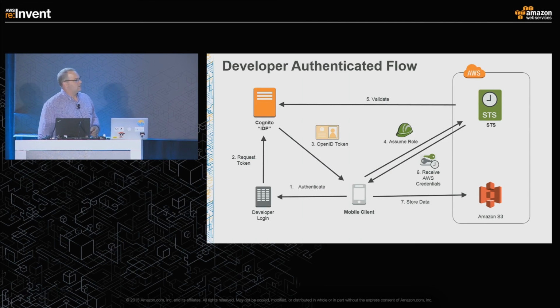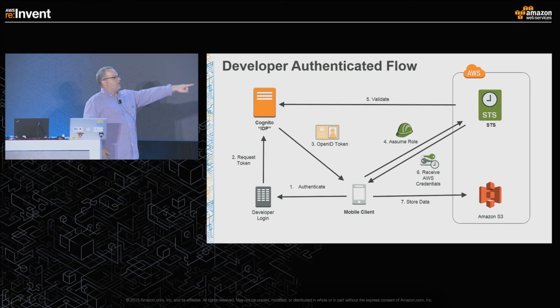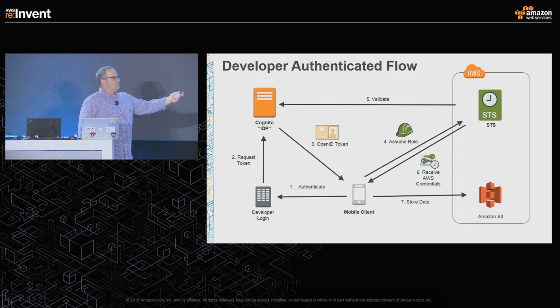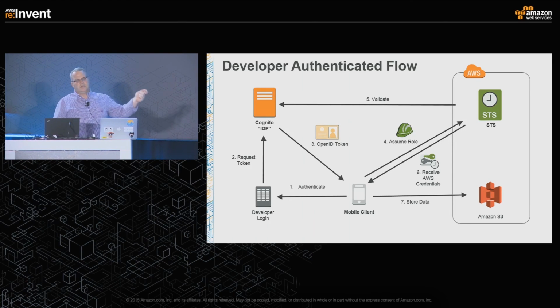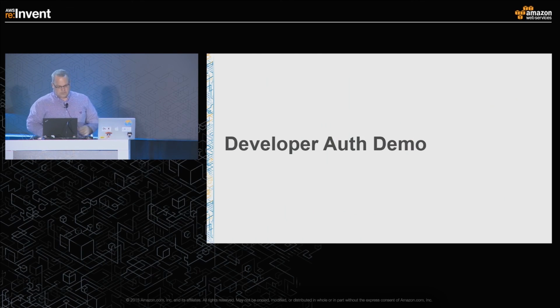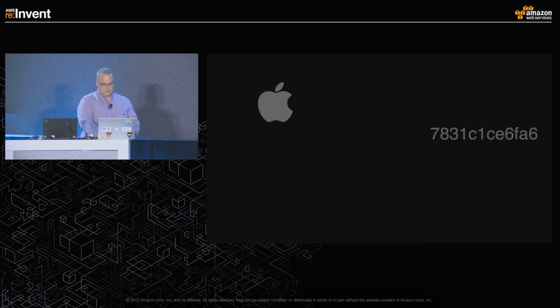So what does that look like? Looks pretty much the same, actually, except the main difference is you're going to authenticate against your own server, against the developer login. You're going to make that secure request call to Cognito, and it'll hand you back a token. So I am going to quickly jump over to my machine.